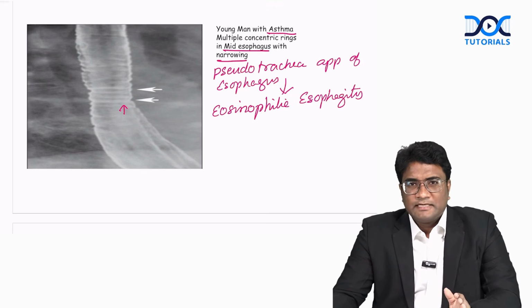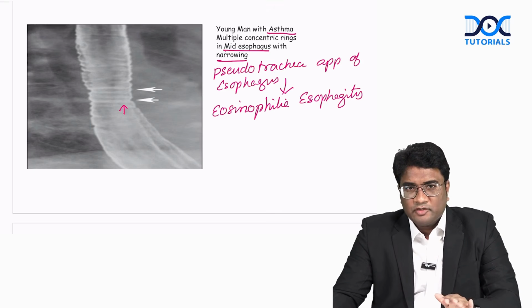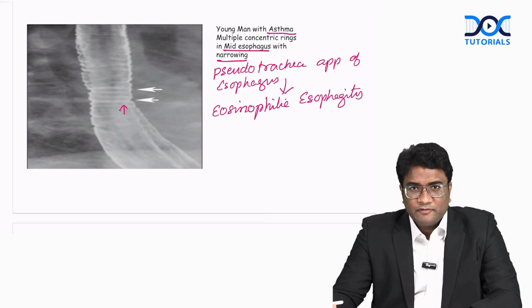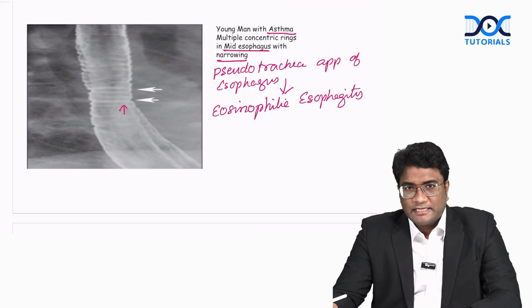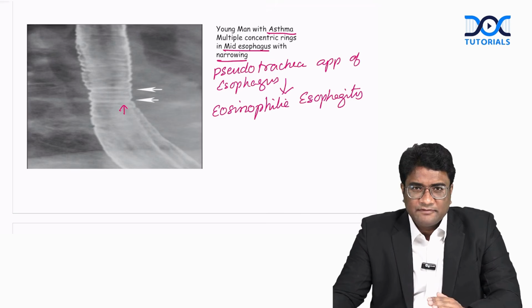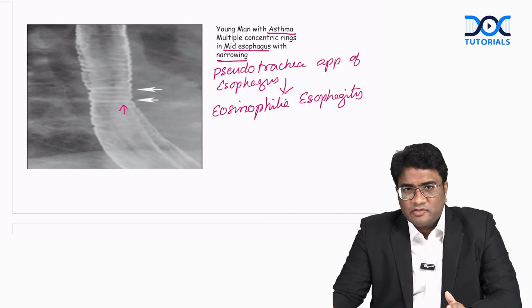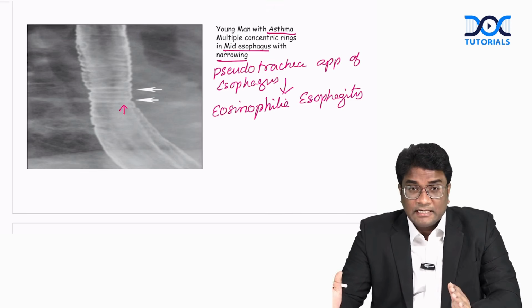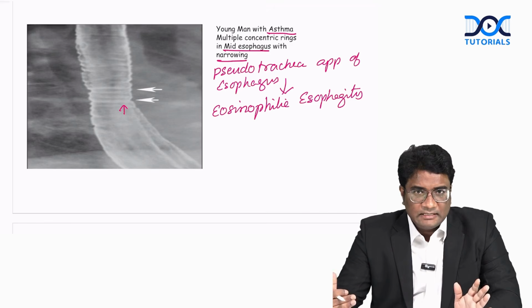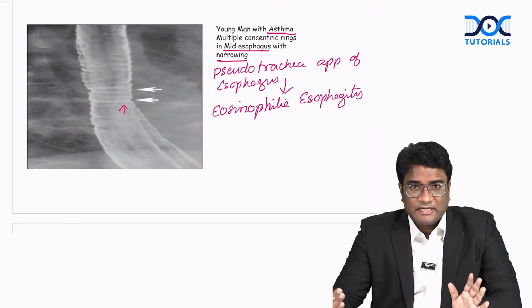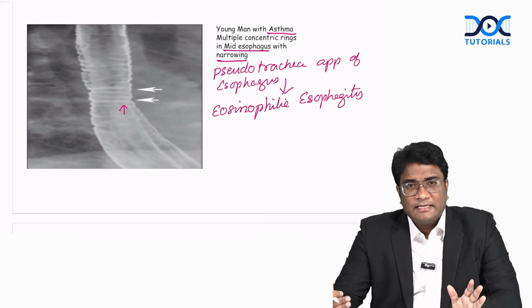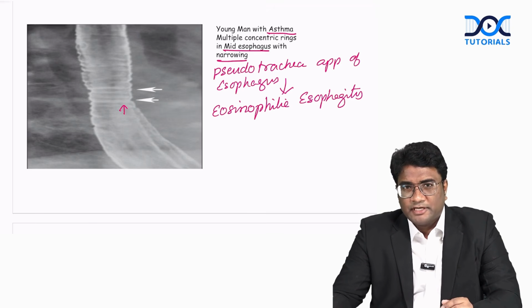So, feline esophagus is transient, thin horizontal folds in the distal end of the esophagus, seen in gastroesophageal reflux disease, whereas eosinophilic esophagitis shows narrowing and strictures in the mid-esophagus with multiple concentric rings, seen in patients with atopy. So feline esophagus is different, eosinophilic esophagitis is different. Feline esophagus has transient mucosal folds, whereas in eosinophilic esophagitis you have actual narrowing and constrictions giving a pseudotrachea appearance. So please differentiate feline esophagus and eosinophilic esophagitis.